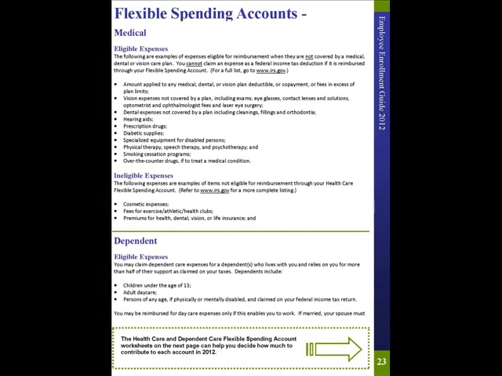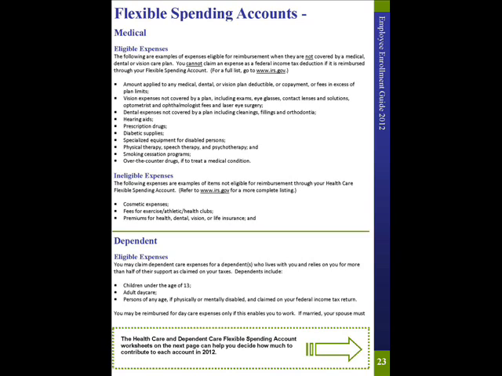Page 23. Flexible spending accounts continued. Medical eligible expenses. The following are examples of expenses eligible for reimbursement when they are not covered by a medical, dental, or vision care plan. You cannot claim an expense as a federal income tax deduction if it is reimbursed through your flexible spending account. Amount applied to any medical, dental, or vision plan deductible or co-payment or fees in excess of plan limits.